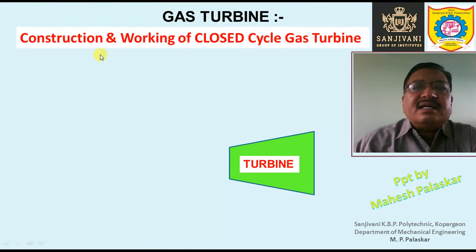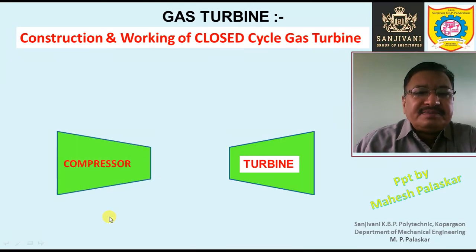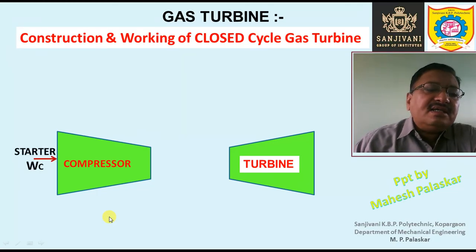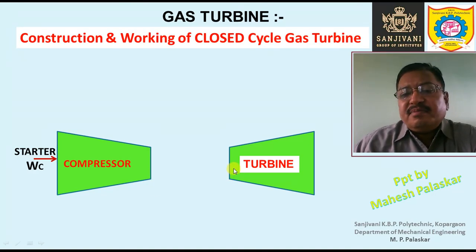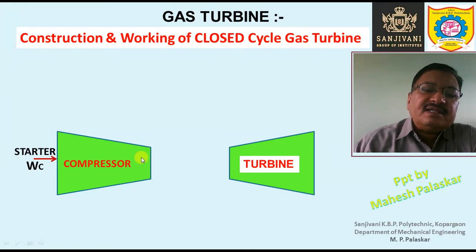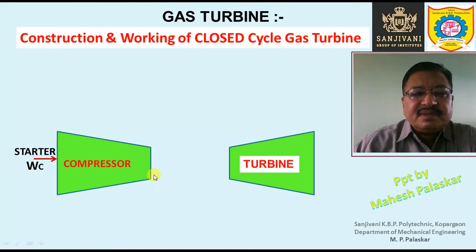Now let us study the construction and working of the closed cycle gas turbine. First of all, this is a compressor. Now the compressor is started with the help of the starting motor. Later on, the compressor can obtain the power from the turbine. When the turbine starts, the turbine will operate the compressor. But at the beginning, we require the starter motor which will supply the mechanical work, or work of compression, to the compressor for starting purpose only, right?